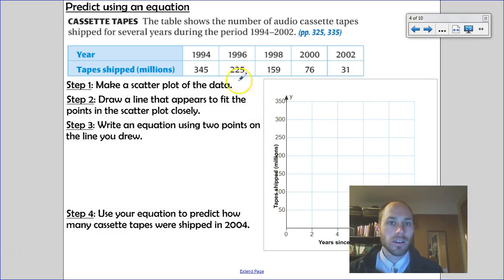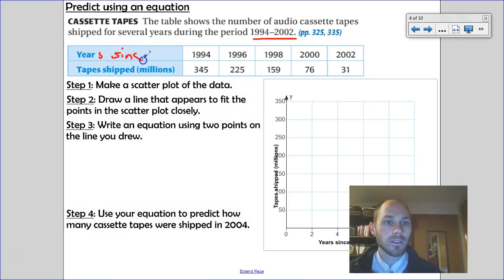So I'd like you to take a look, read through the example about audio cassette tapes, which maybe you've never even heard of before. They're so ancient. But take a look at years, and we're talking about the period from 94 to 2002. So years since 94 would be a way to label this.